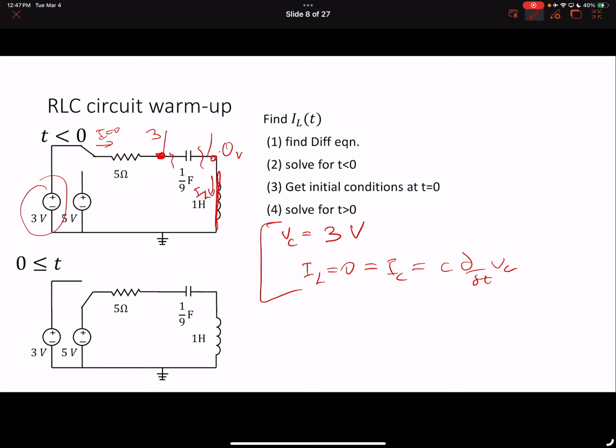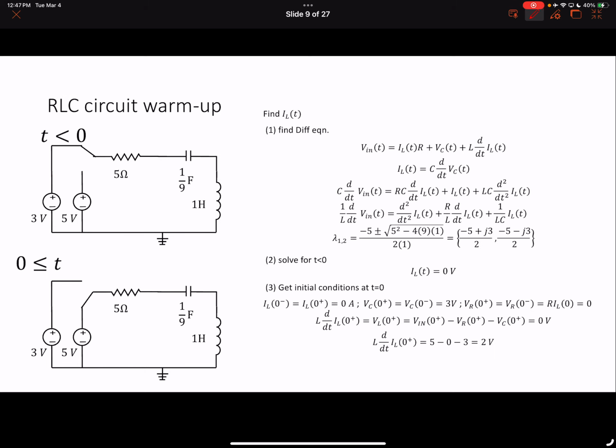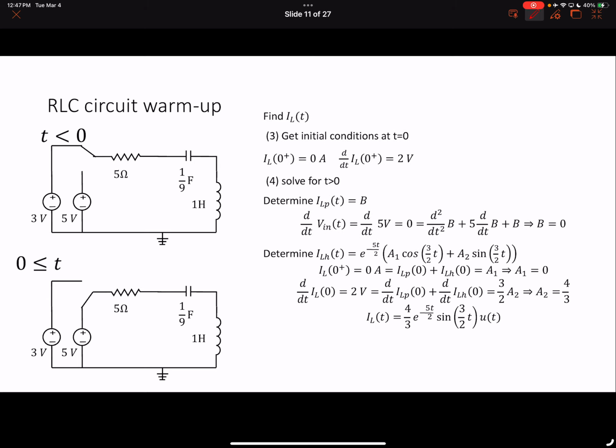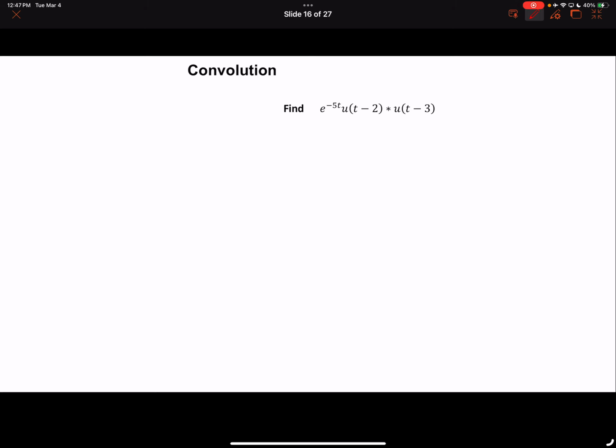Okay, let's just keep going. Okay, let's skip the rest. All right, let's look at this example.